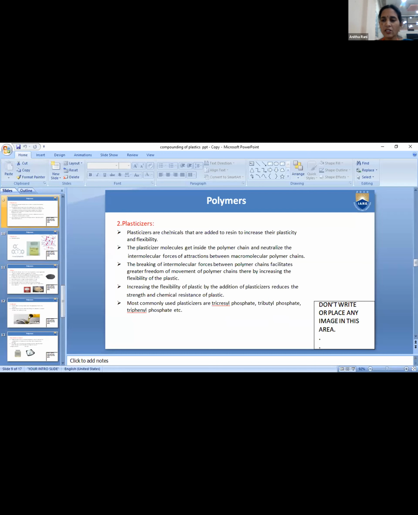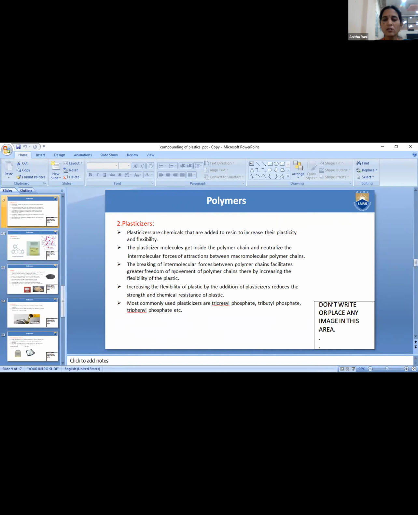To this resin, you take one cup and make a mixture here. You are preparing a chemical mixture, meaning you are adding some ingredients, chemicals, to the resin. Now we are adding plasticizers to the polymer resin. To increase the plasticity and flexibility, we are adding chemicals like, for example, tricresyl phosphate, tributyl phosphate, triphenyl phosphate.